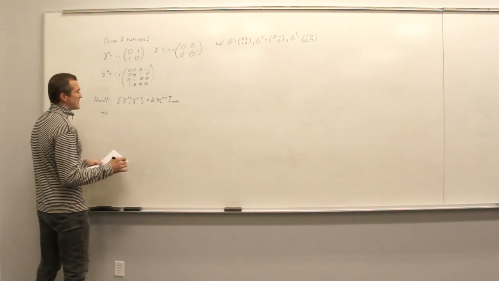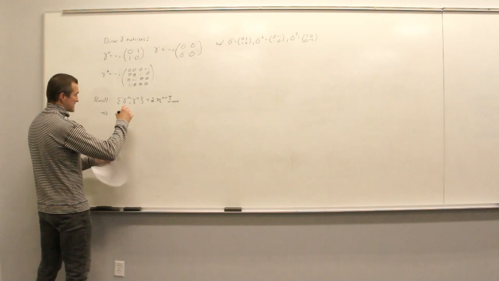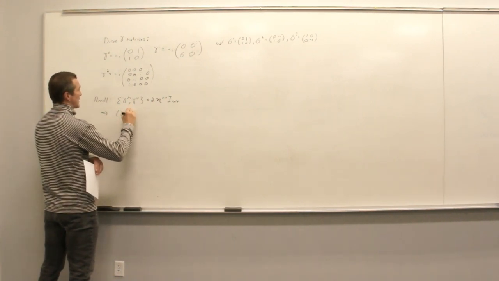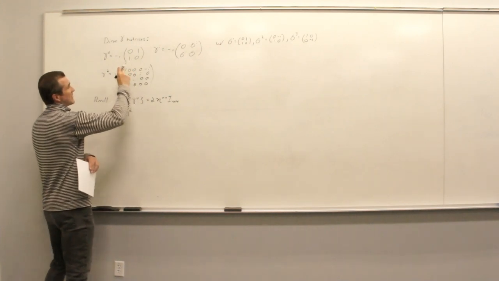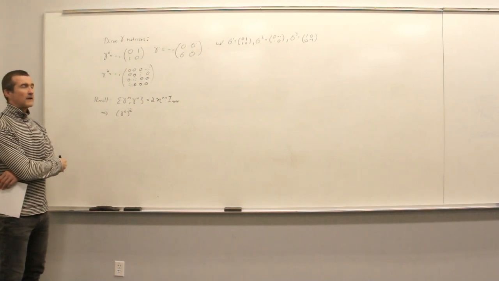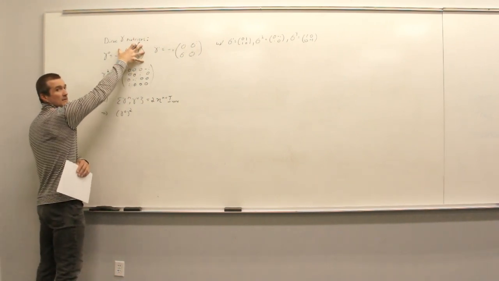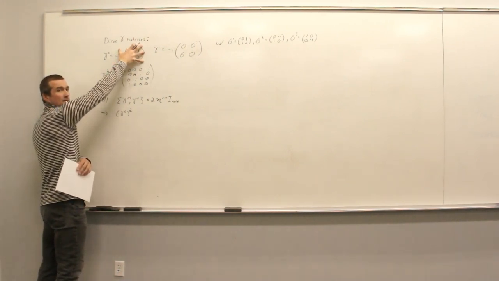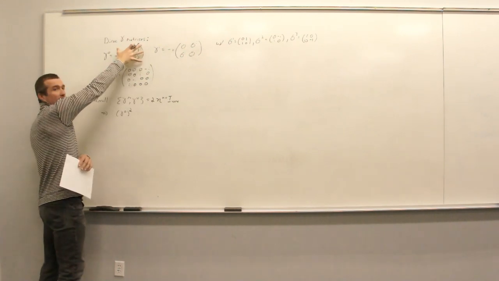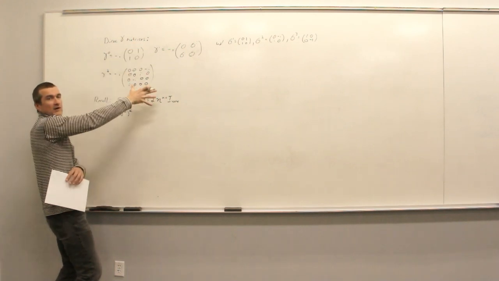Okay, so let's see some interesting stuff. What is gamma zero squared? What happens if I take this matrix and I multiply it by itself? I'll give you a hint. Don't look at that.